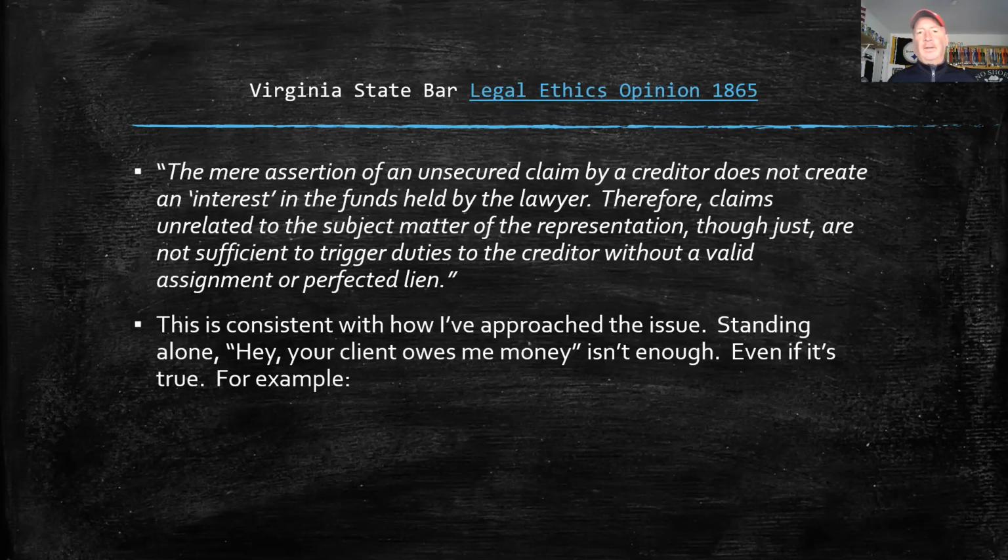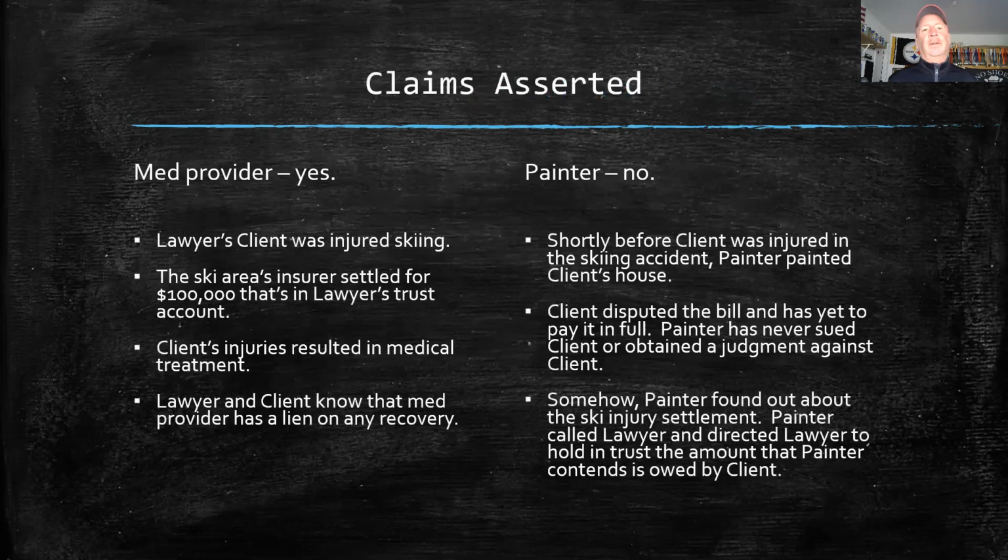The mere assertion of an unsecured claim by a creditor does not create an interest in funds that you're holding. Therefore, claims unrelated to the subject matter of the representation, though they might be just claims, are not sufficient to trigger duties to the creditor without a valid assignment or perfected lien, for example. So that makes sense to me. And here's the example I've used.